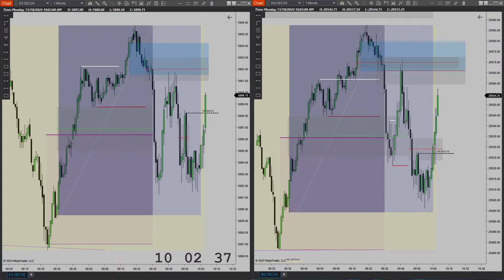71.25. Okay, we're about to get there. I don't like that it left this void here.